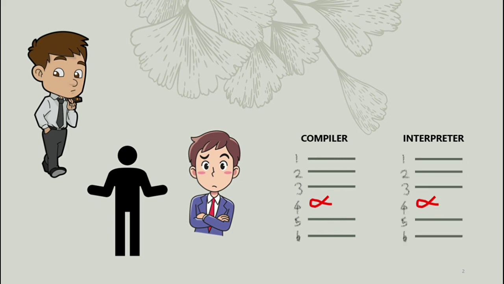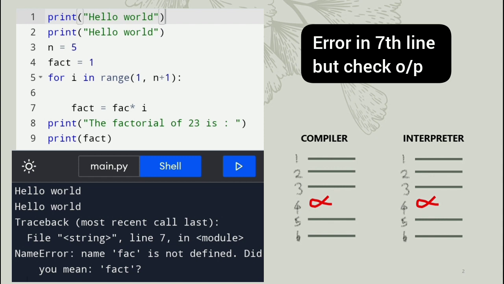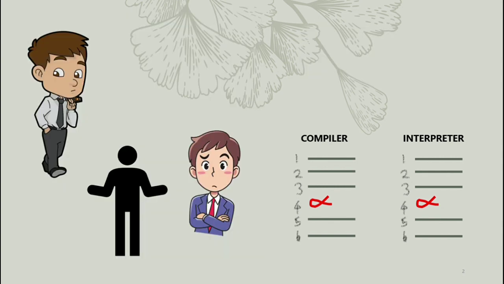Now in the case of an interpreter, if you write the 6 lines of code and you find the error in the 4th line and the first 3 lines were correct, then it shows the output for the first 3 lines, and after the 4th line it shows the error. So this is the difference between compiler and interpreter. C is an example language that uses a compiler and Python is an example language that uses an interpreter.